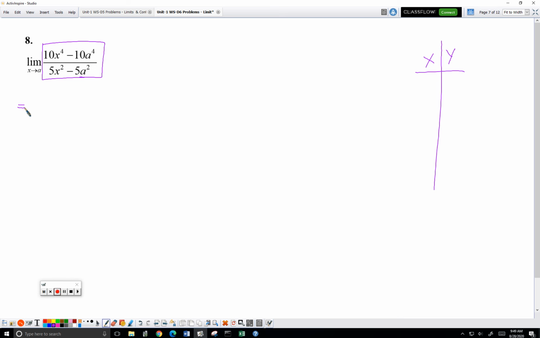So I factor. Let's take out the 10. Don't forget to write equal, like Thomas pointed out.